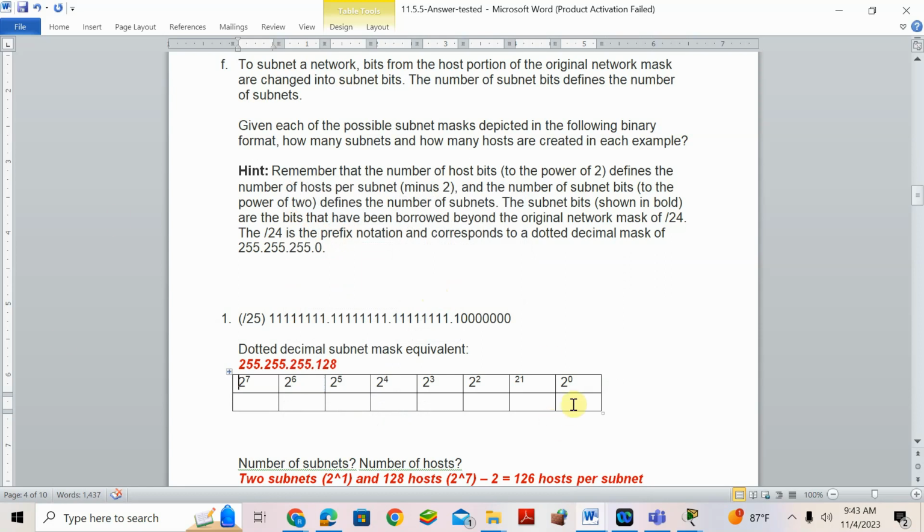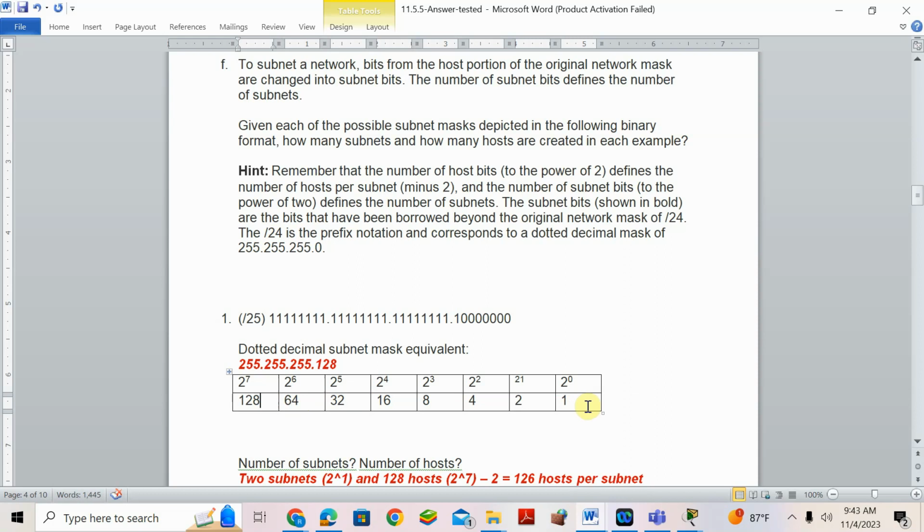Now 2 power 0 means 1. Then 2 power 1 is 2. Then 2 power 2 is 4. 2 power 3 is 8. Then 2 power 4 is 16. Then 2 power 5 is 32. 2 power 6 is 64. 2 power 7 is 128.